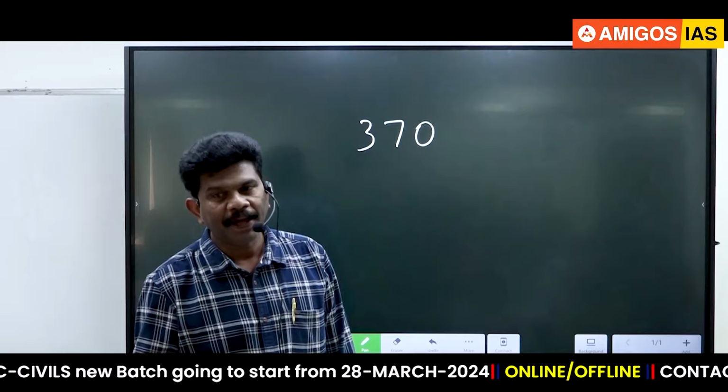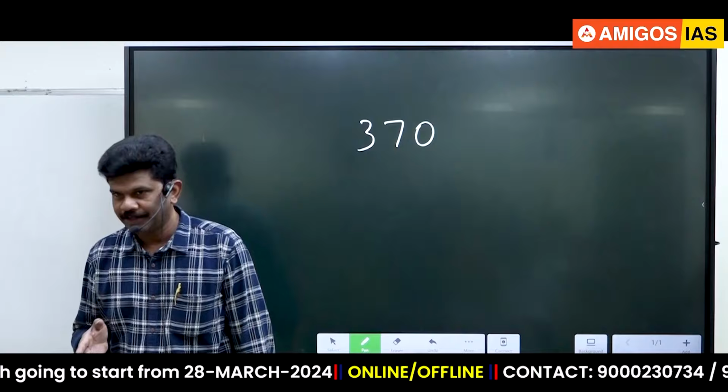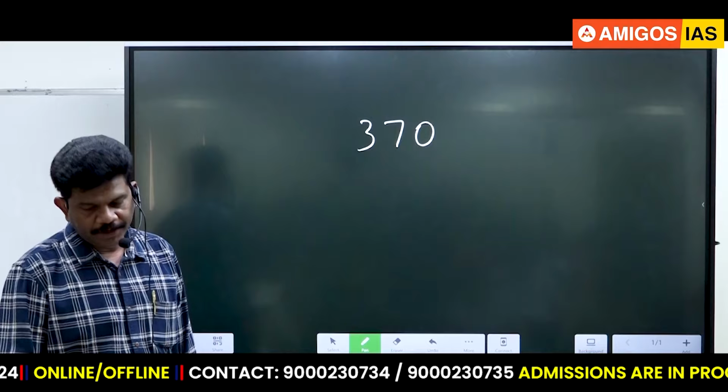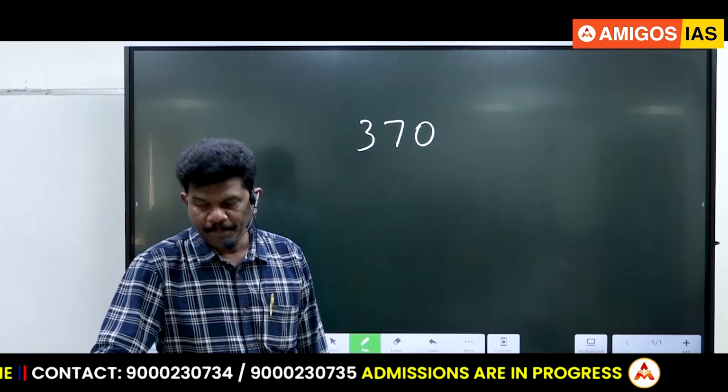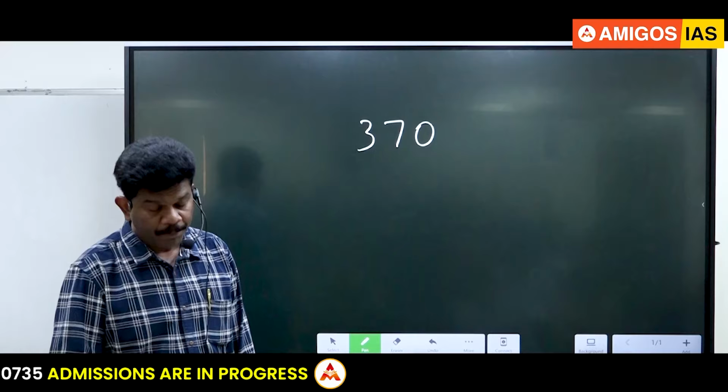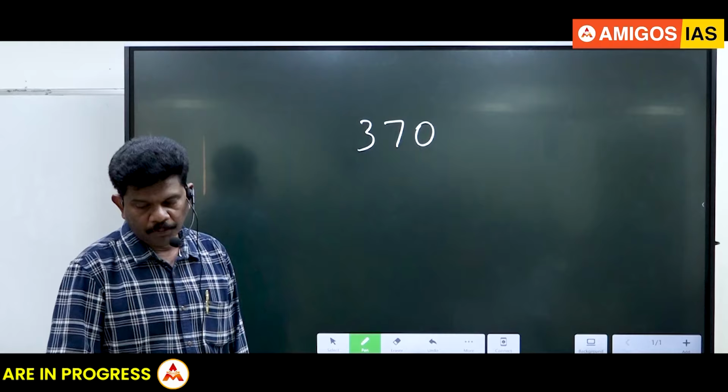Then Gopal Swami Iyengar drafted Article 370. Gopal Swami Iyengar was a minister in Maharaja Hari Singh's government. He drafted Article 370. So under Article 370, we provided temporary status or temporary provision. It was a temporary provision only. It was not permanent. We provided temporary provision to Jammu and Kashmir.